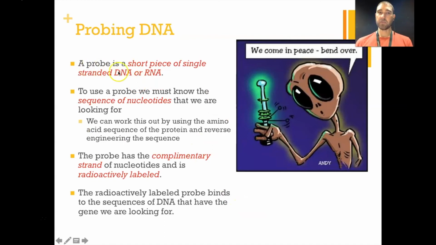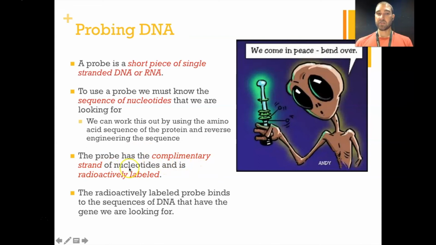So I've mentioned a probe before. It's a short piece of DNA, single-stranded DNA or RNA. To use a probe, we need to know the sequence of nucleotides that we're looking for, so the As, Cs, Ts, and Gs that we're looking for in our gene. And we can do this by reverse engineering our protein. So we look at the amino acid sequence in a protein. We know the 3-letter codes that make up the codons and the anticodons that go towards putting that amino acid together in a protein, and from there we can make up a DNA sequence.